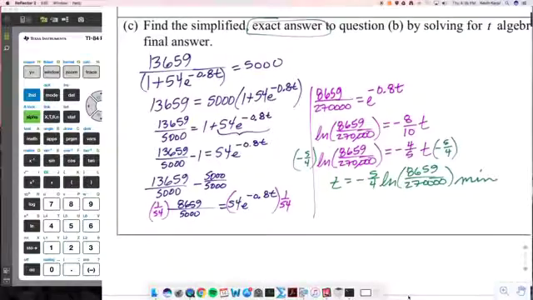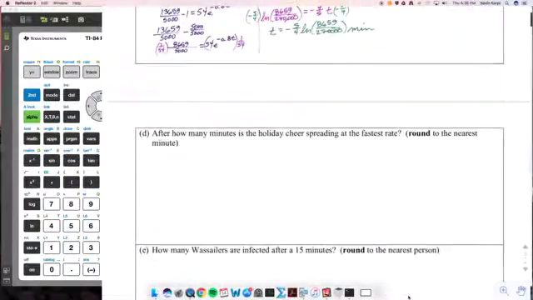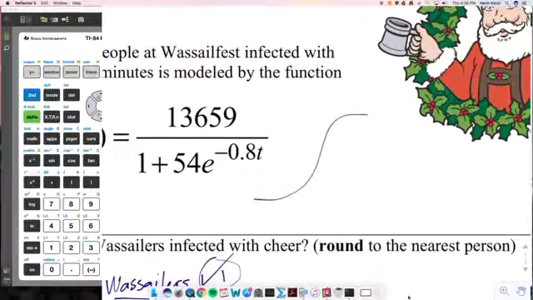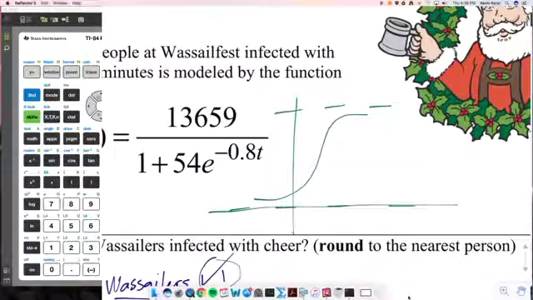That was the one little algebra thing from the 4.5 section. After how many minutes is holiday cheer spreading at the fastest rate? Well, of course, we know that for logistics, they look like this. There's that upper limit to growth, dotted line actually, and it looks something like this. We know it's always going to be, this is your x-axis, y equals 0. It's always going to be at the halfway point.